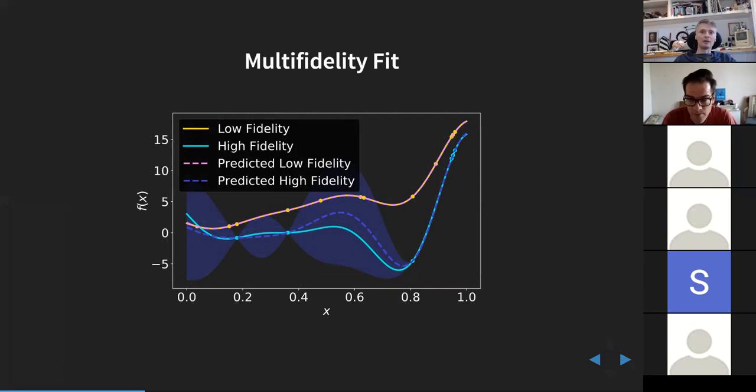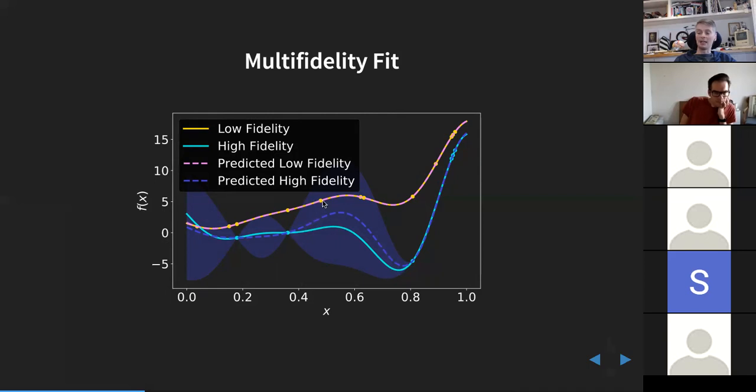We've taken enough points from the low fidelity function that you don't even see error bars on that fit. What's interesting on the high fidelity is that the model has no data in this region here, but it thinks something's happening. The reason is that it can see something's happening in the low fidelity. So it hasn't got it quite right, but it's within error bars. There's no data in this region on the high fidelity.